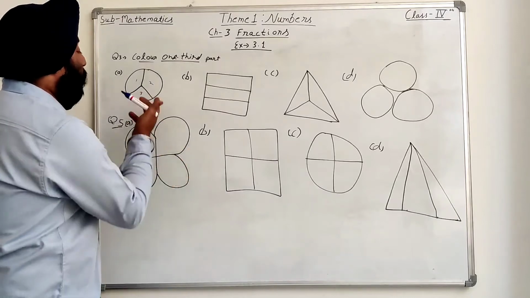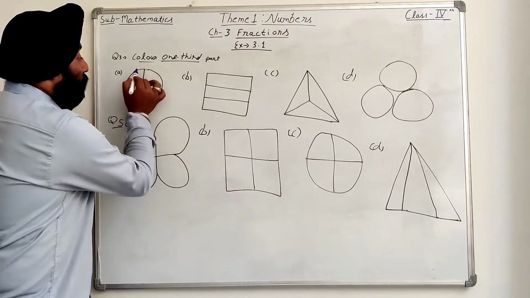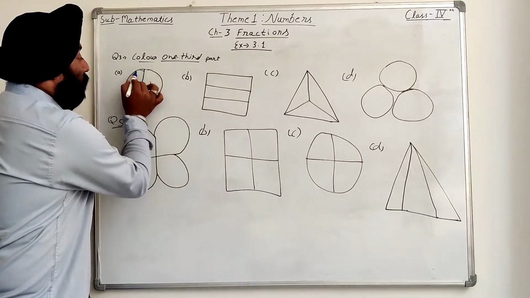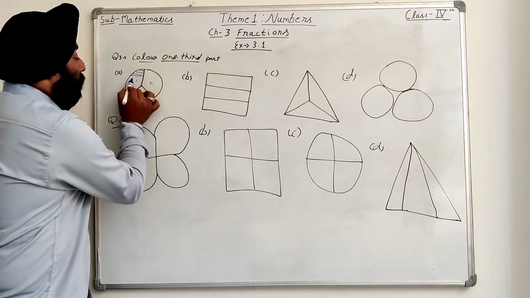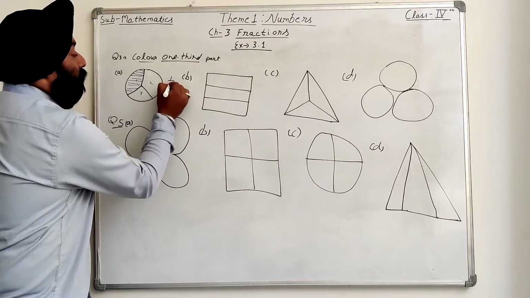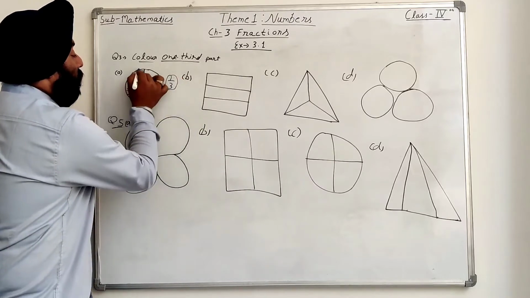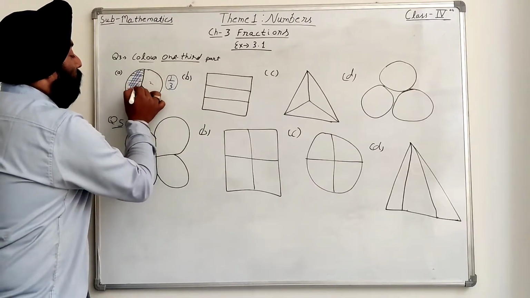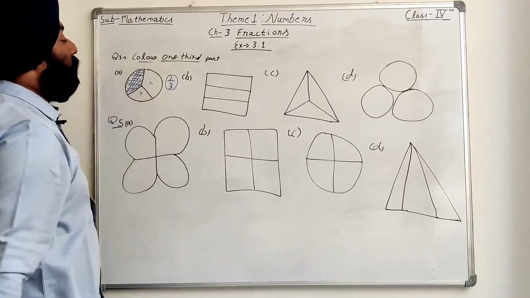No, we do not have to divide it into three parts. It's already divided. So we just have to color the one third part. One part out of three. One third means one out of three. So I color one part out of three. I just did it.